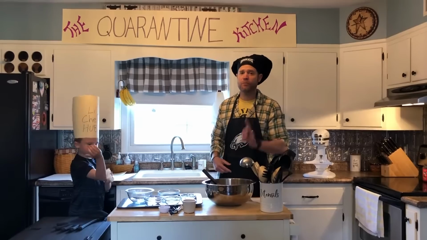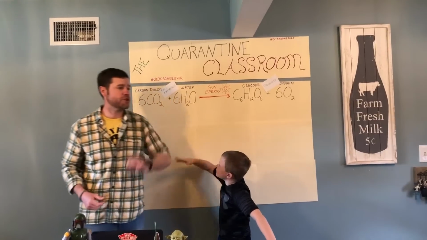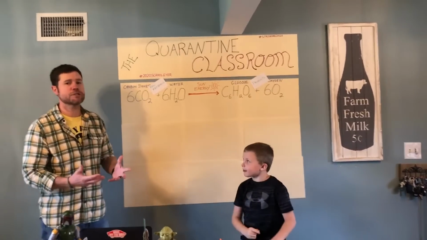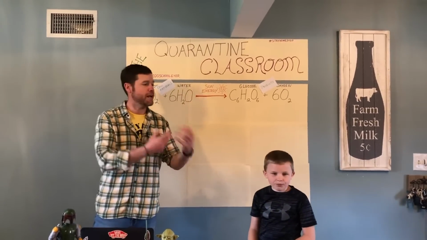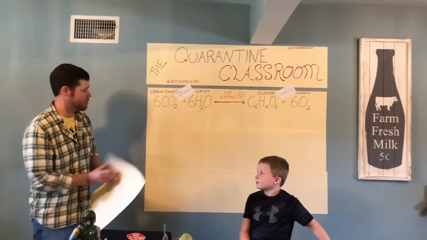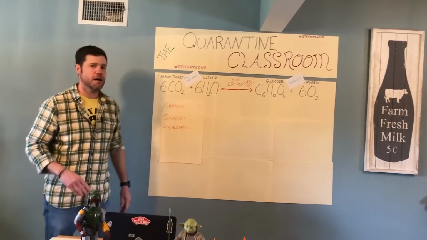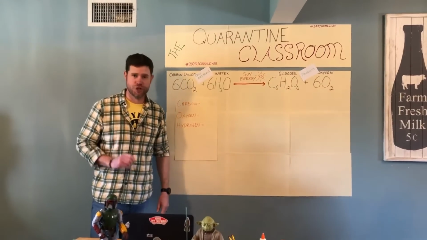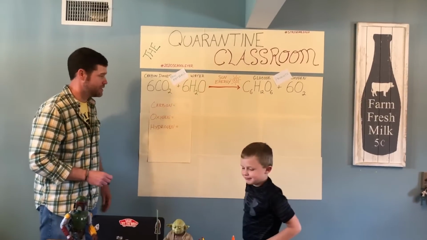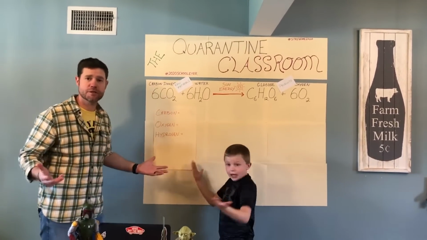Because right now we have to go back to the quarantine classroom. As we just mixed our ingredients over there, we had a certain amount of each thing. We had flour, we had eggs, but we had a certain amount. This side of the equation, you'll see C's, O's, and H's, which stand for, as you already know, carbon, oxygen, and hydrogen. What we need to know is how many of each of these are on this side of the equation, the materials.